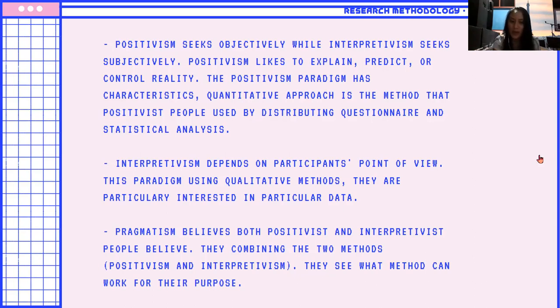And the last one is pragmatism. They believe both positivists and interpretivists have a point. They combine the two methods, positivism and interpretivism. They see what method can work for their purpose.